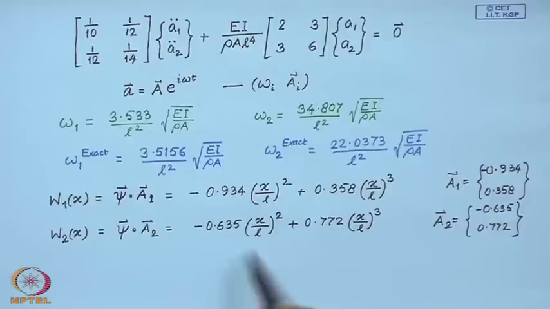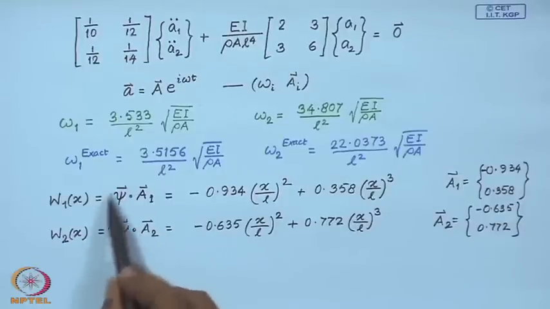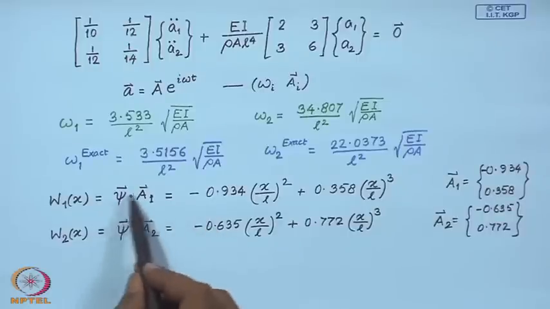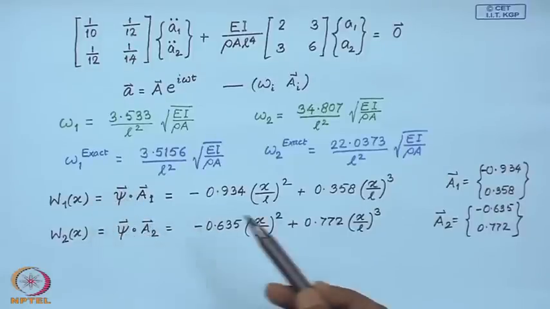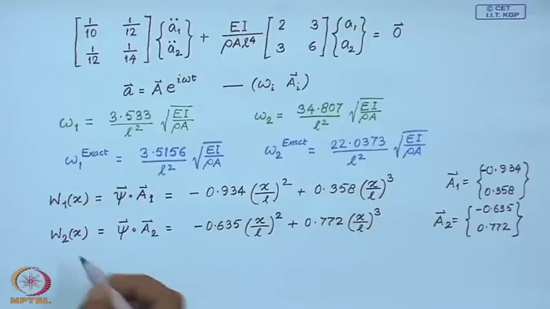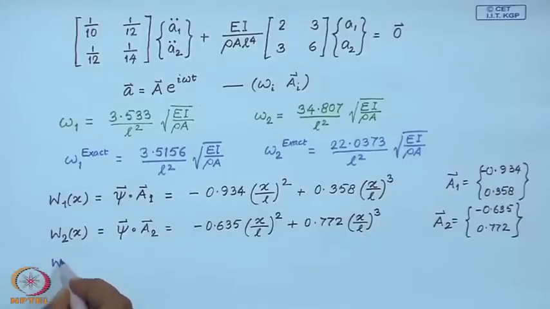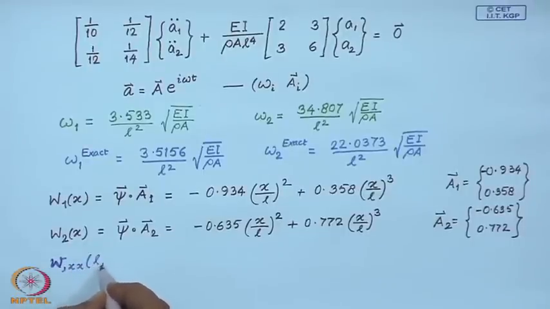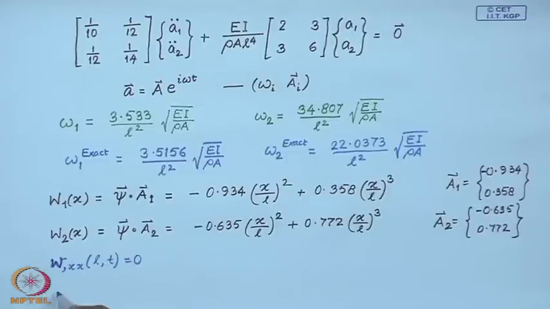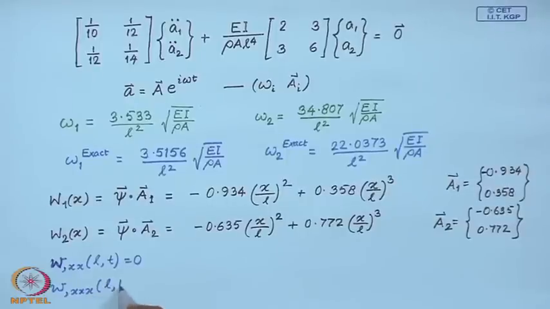Now, as we discussed, these admissible functions are not required to satisfy the natural boundary conditions, which in the case of this cantilever beam are the bending moment and the shear force being 0 at x equal to L. So, let us look at, so what we have is this must be 0, but since, so this was the bending moment condition, this was the shear force condition.